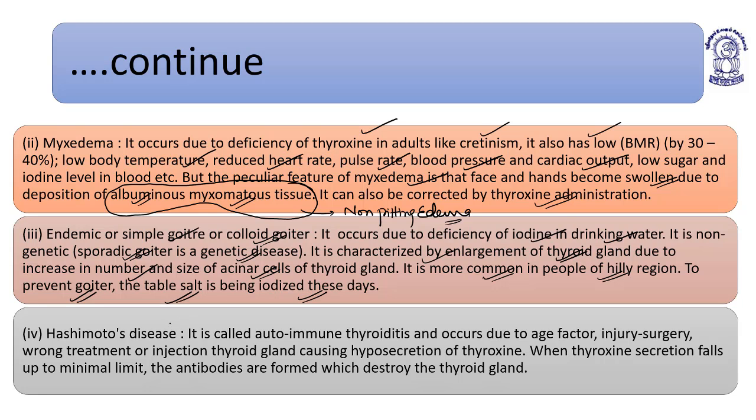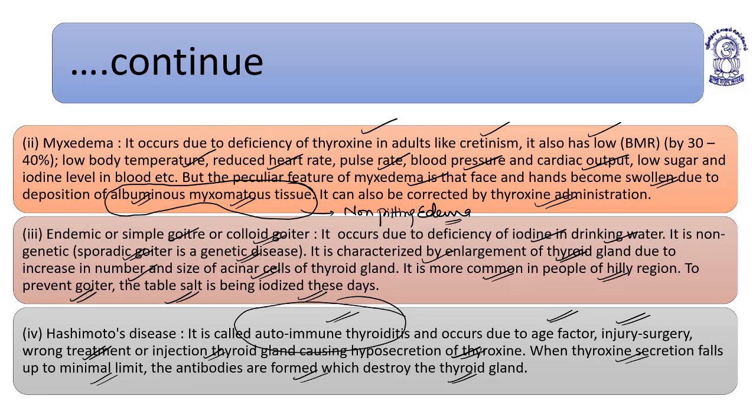Hashimoto's disease is called autoimmune thyroiditis, very important, and occurs due to age factor. It can be precipitated because of injury or a surgical intervention, wrong treatment, or injection in the thyroid gland, causing hyposecretion of thyroxine. When thyroxine secretion falls to a minimal limit, antibodies are formed which destroy the thyroid gland.